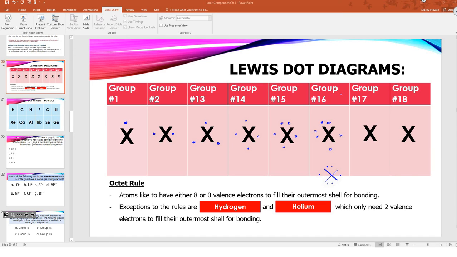Okay, so I like to make sure that even if they show it to me this way on a test, I don't write it that way. I rewrite it this way so I can see how it's actually bonding for the shape. Okay, so that's a little hint.